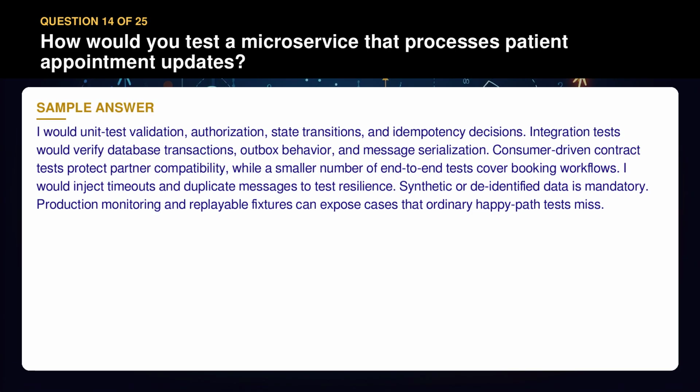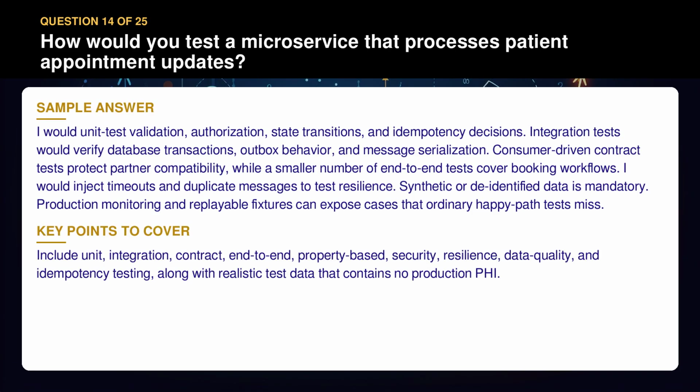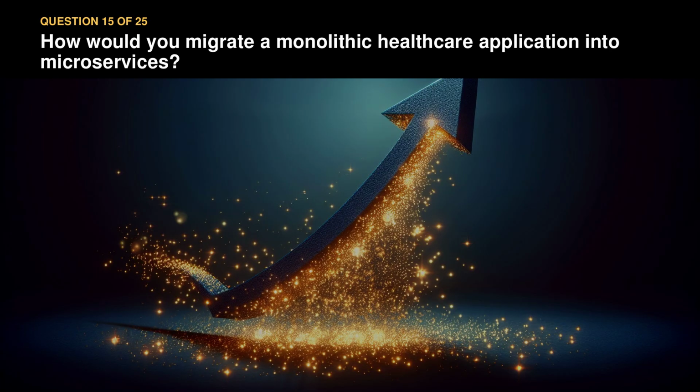Synthetic or de-identified data is mandatory. Production monitoring and replayable fixtures can expose cases that ordinary happy path tests miss. Include unit, integration, contract, end-to-end, property-based, security, resilience, data quality, and idempotency testing, along with realistic test data that contains no production PHI.